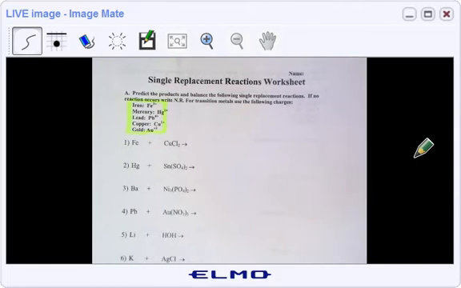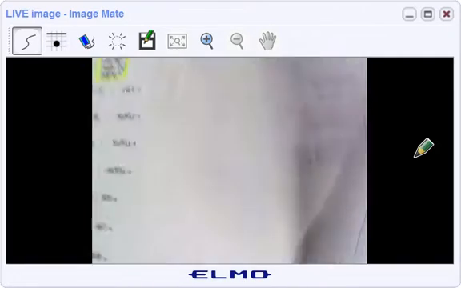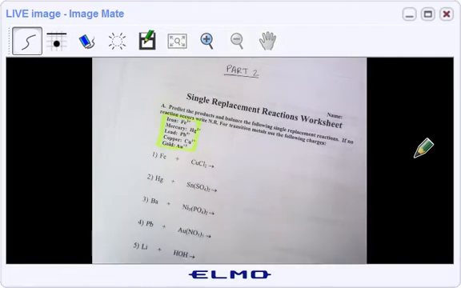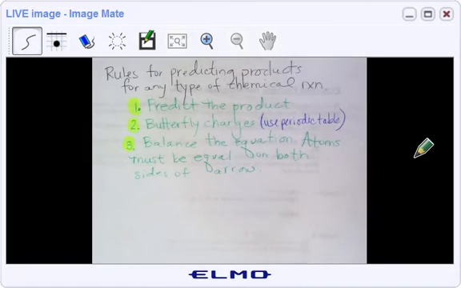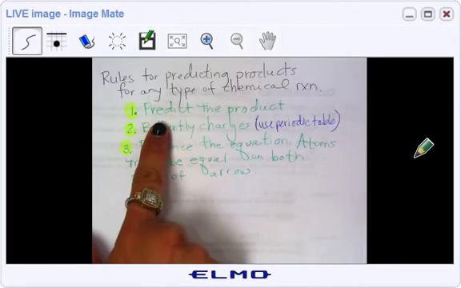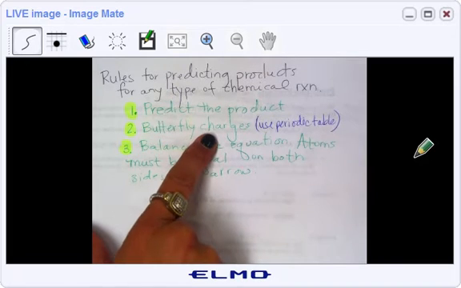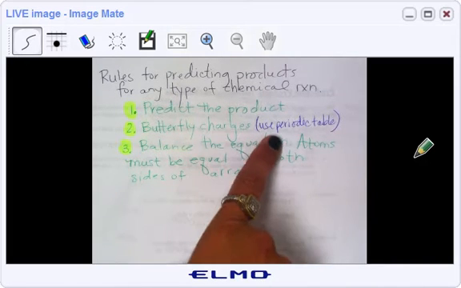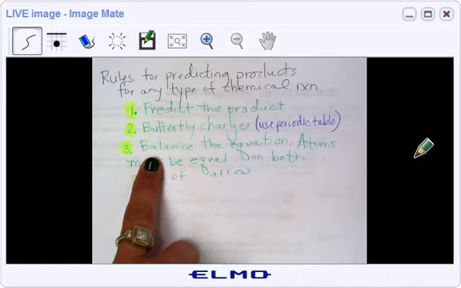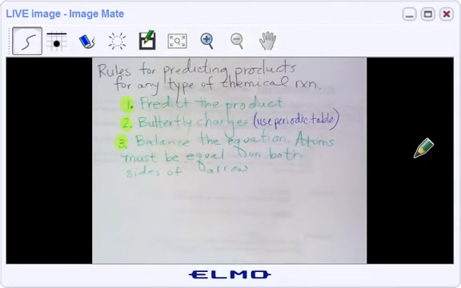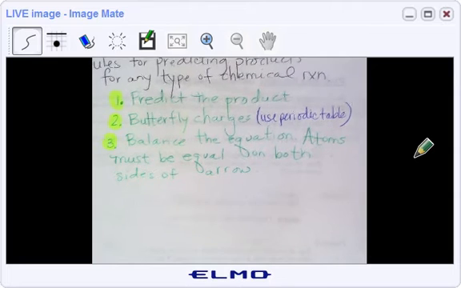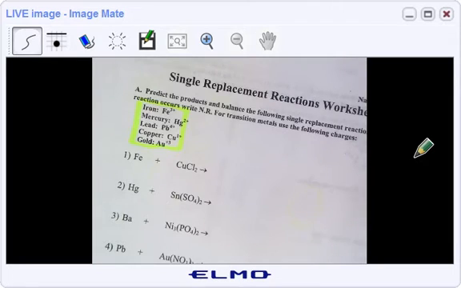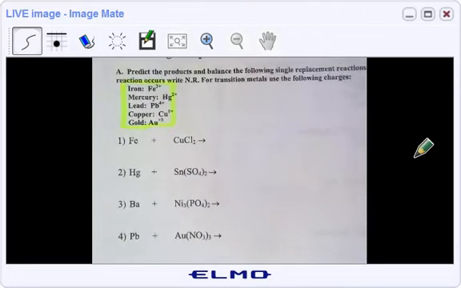Again, you're going to want to review really quick the 3 rules for predicting the products and just get in the habit and follow this pattern. We're going to predict the products first. We're going to butterfly the charges, so we'll have to use our periodic table. And then we are going to balance the equation. That's the last thing. Balance the equation so it's equal on both sides of the arrow. Okay, let's start the worksheet.